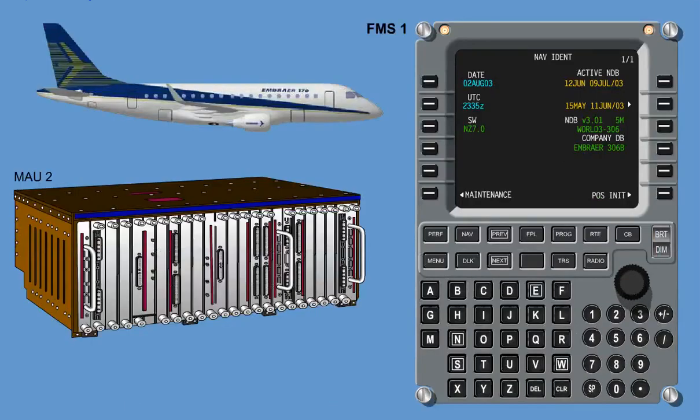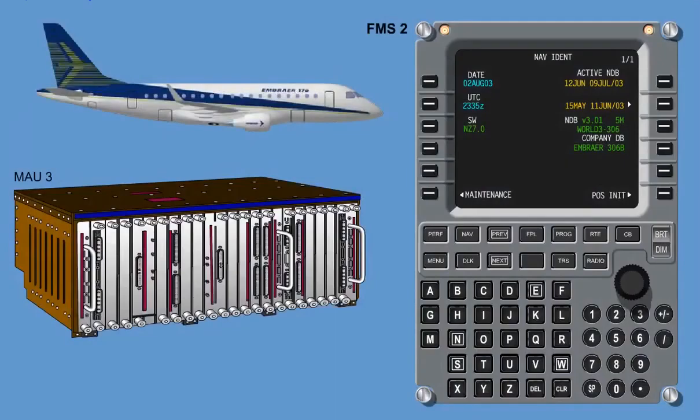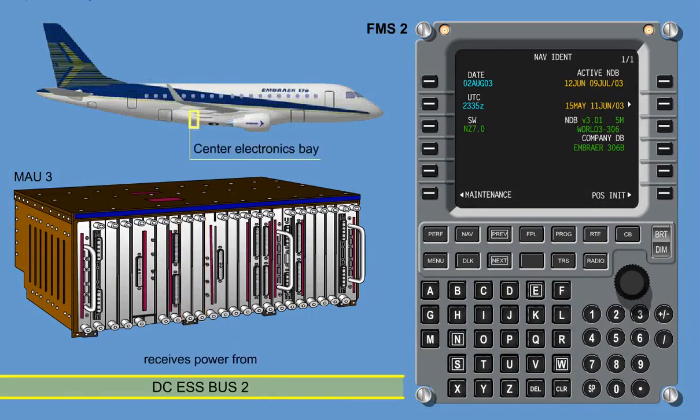The FMS1 function resides on the NIC processor module in MAU2, in the forward electronics bay, and receives power from DC bus 2. The FMS2, in a dual installation, resides on the NIC processor module in MAU3, in the center electronics bay, and receives power from DC Essential Bus 2.